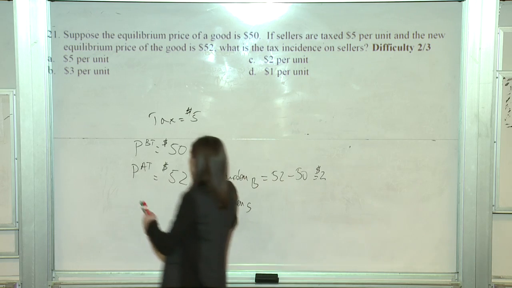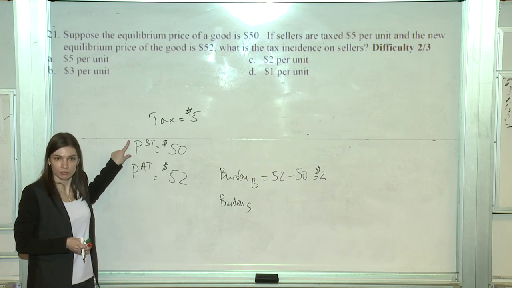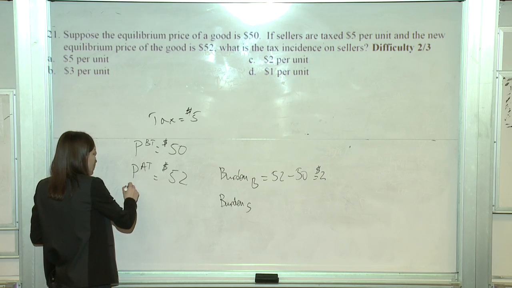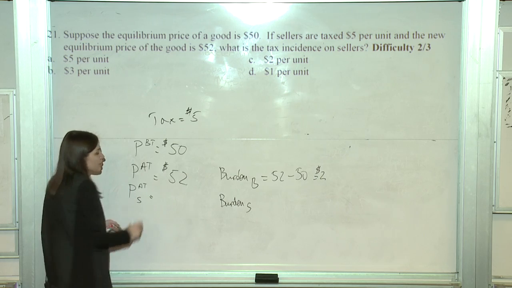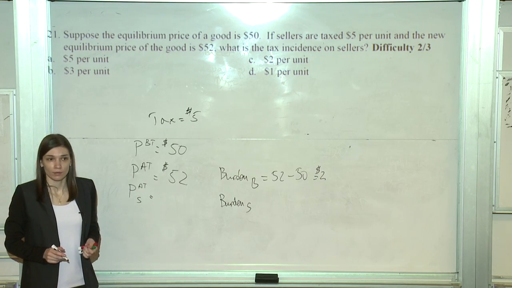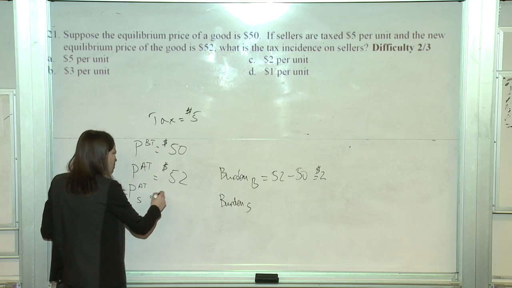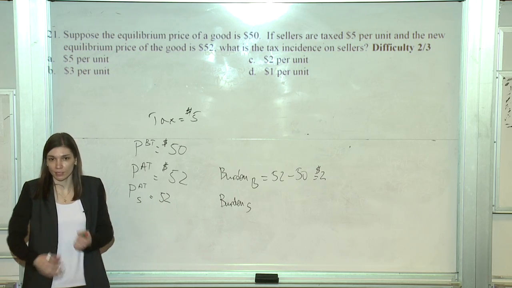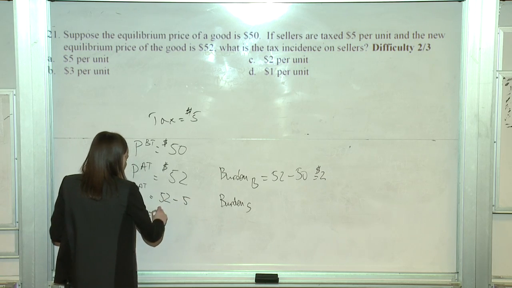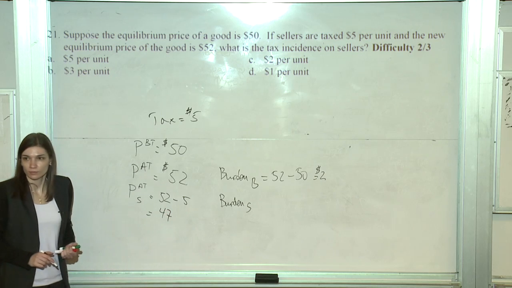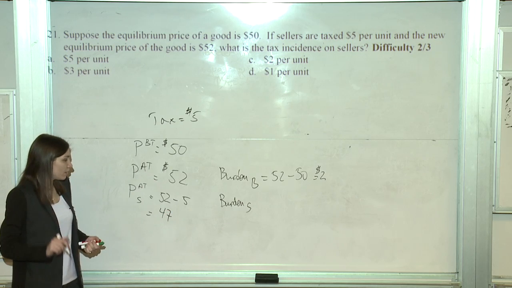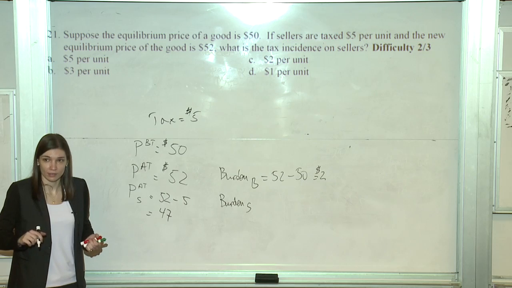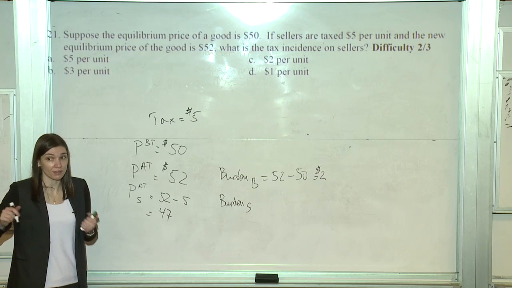Originally buyers paid 50, sellers received 50. Now buyers pay 52 after the tax. But what do sellers get? 47, right? The buyers pay 52, but sellers get the 52 and they need to give away 5 to the government. They need to pay the tax too. So they get 47 only. The question is, aren't they just paying $3 in taxes? That's how much of the burden they get. What comes out of their pocket is the $5.